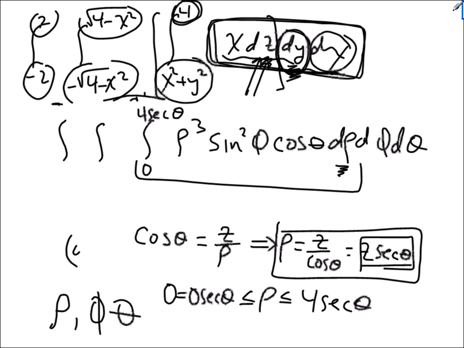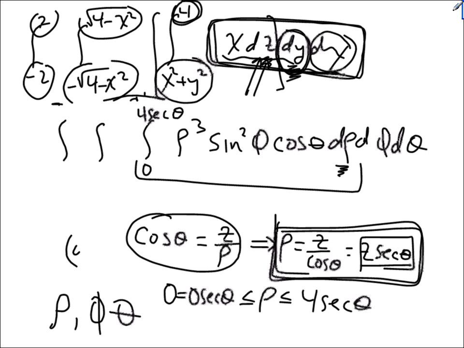You must know this here, or at least know this and solve for rho. Rho goes from the lower z times secant of theta to the upper z secant theta. Okay, so now we have the rho limits. What about phi?